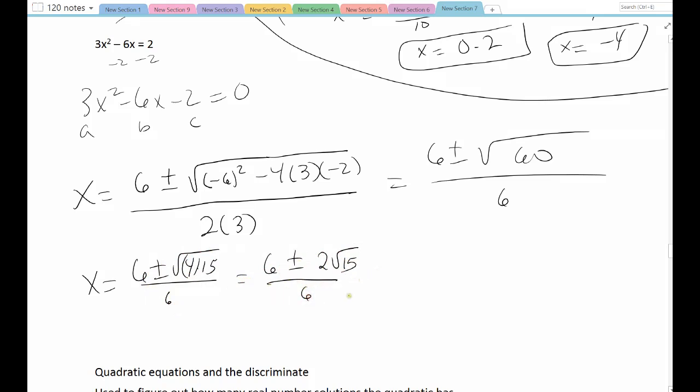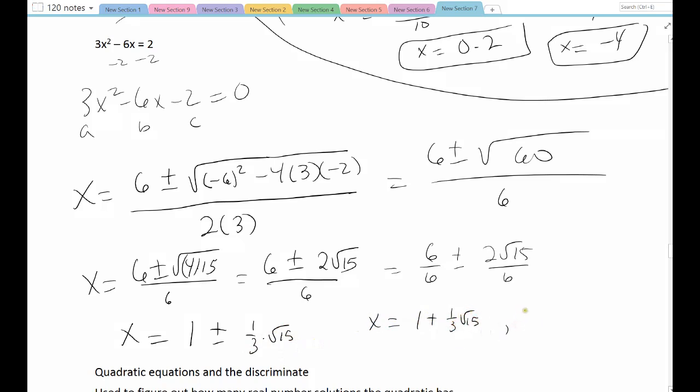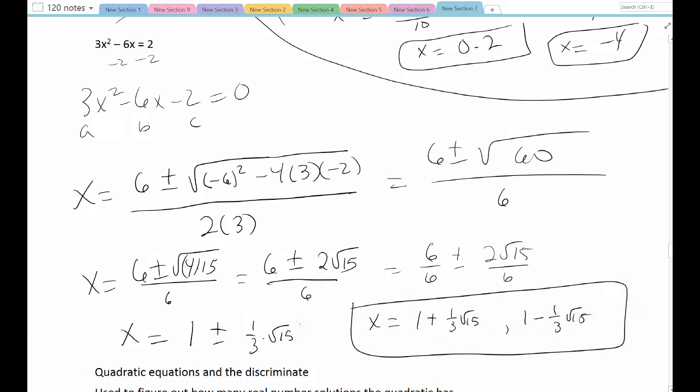And now we want exact answers. So if you want to reduce that, you split the big fraction into two little fractions. Instead of everything over 6, you divide it into the first term over 6 and the second term over 6, and then you can reduce. So 6 divided by 6 is 1, plus or minus, the 2 divided by 6 reduces to 1/3 square root of 15. And then my answers are x equals 1 plus 1/3 square root of 15, or 1 minus 1/3 square root of 15.